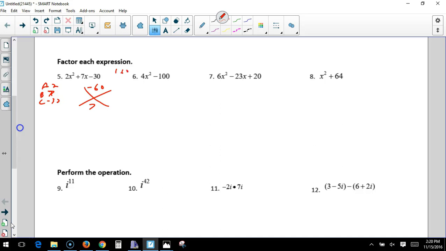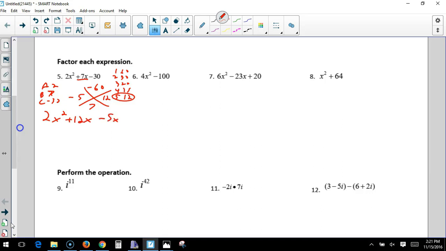So 1 and 60, 2 and 30, 3 and 20, 4 and 15, 5 and 12. And there's our winner. So we're going to have a 5 and a 12. Since this is positive, I want the 12 to be positive and that to be negative. So I'm going to rewrite now 2x squared. And I can write either negative 5x plus 12x. I'm going to put the 12 first, just because it has something to factor with the 2.